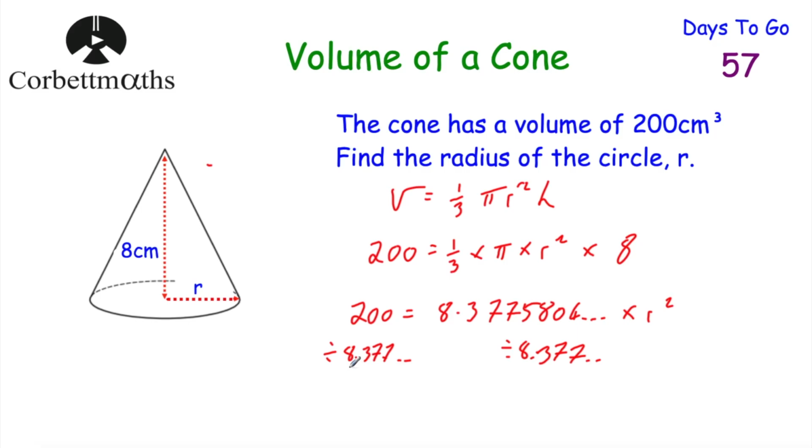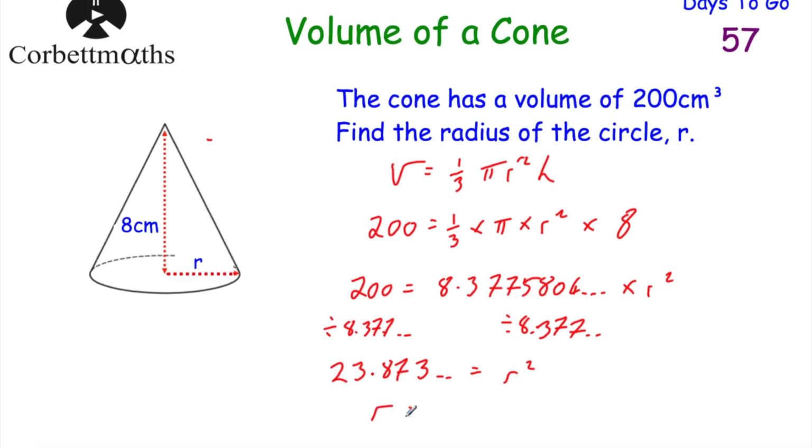So 200 divided by answer, I've still got that on my calculator display, and whenever I divide I get 23.873 and so on. So we've worked out the left hand side, and in terms of the right hand side we divided by 8.377 and so on to get rid of it, so we're left with just the radius squared. So we've got the radius squared is 23.873 and so on. We want to find the radius, so we now need to square root, so let's square root.